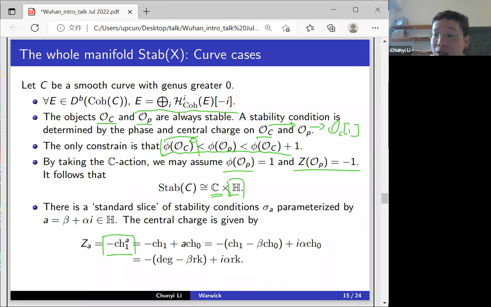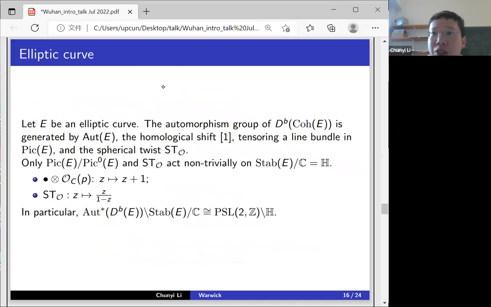The notation will be important in the future. I don't want to go into details. One very interesting case is, as explained, when the curve is Calabi-Yau, namely in this case an elliptic curve. Why is it interesting? Because we have a lot of interesting autoequivalences on the derived category, not only from the autoequivalences of the curve and the coherent sheaves, which are tensoring by line bundles, but we also have the homological shift.